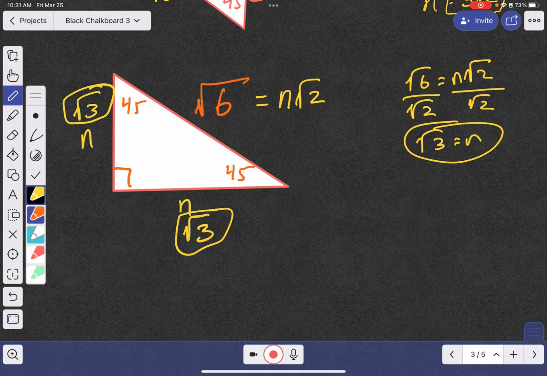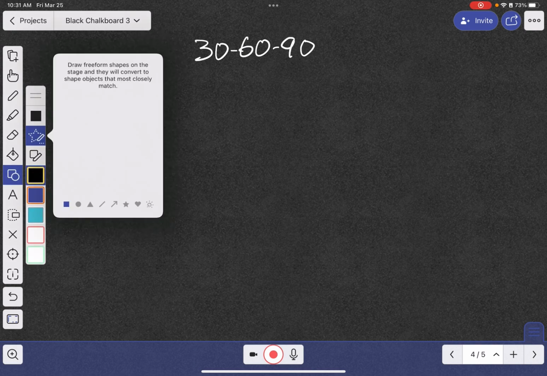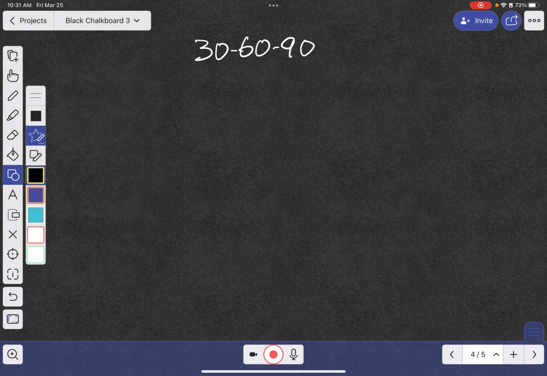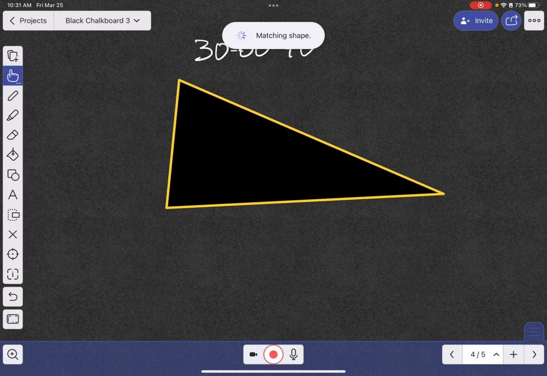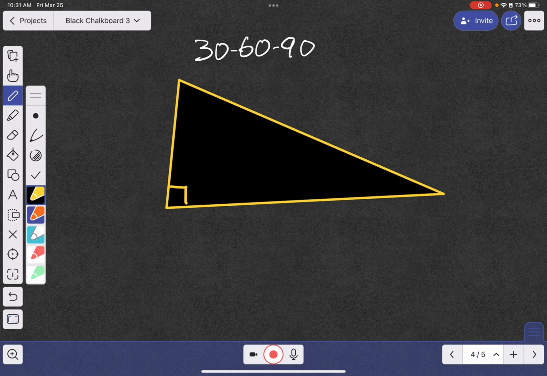So let's talk about then the 30, 60, 90 degree triangle. With a 30, 60, 90 degree triangle, you are going to have an angle that's 30, an angle that's 60, and an angle that's 90. That's so close to looking right. There's my 90. Let's say that this is 30, and this one is 60. Draw yours a lot closer to a 90 degree angle than I just did, but whatever.